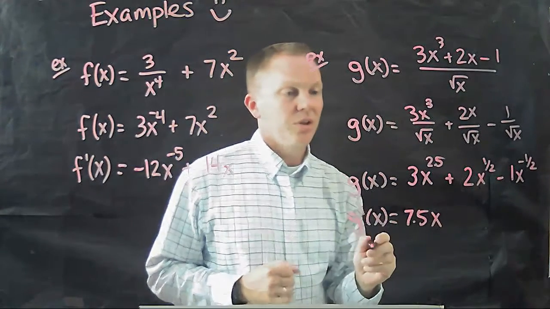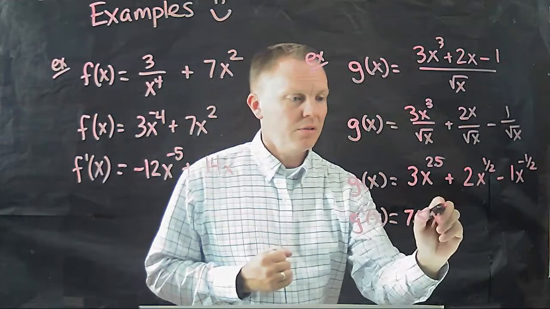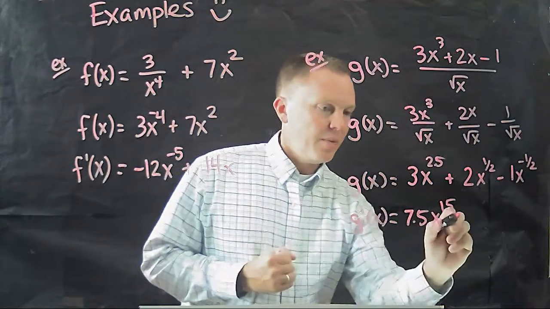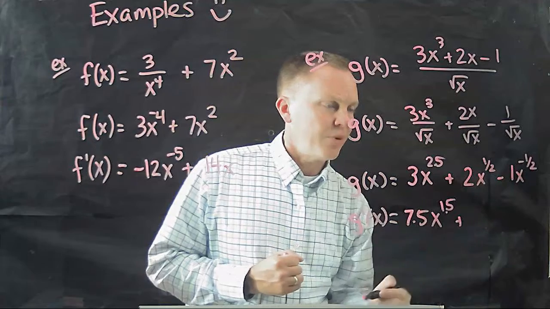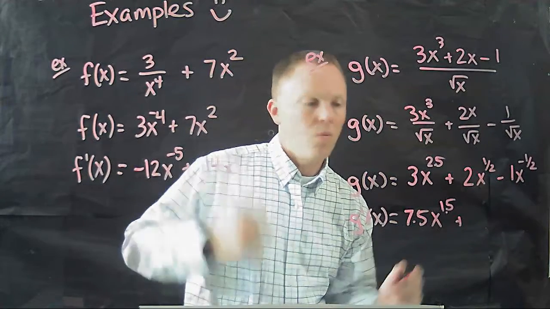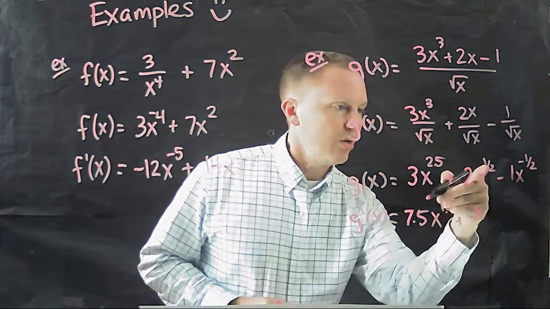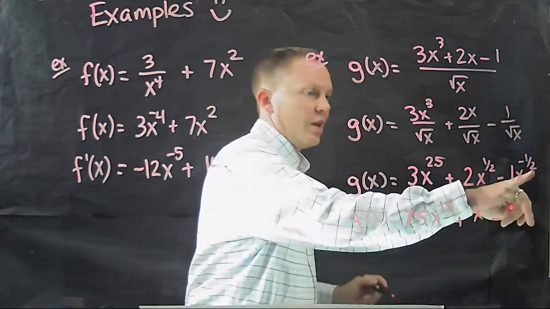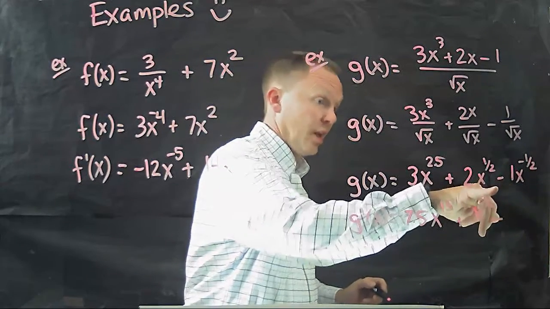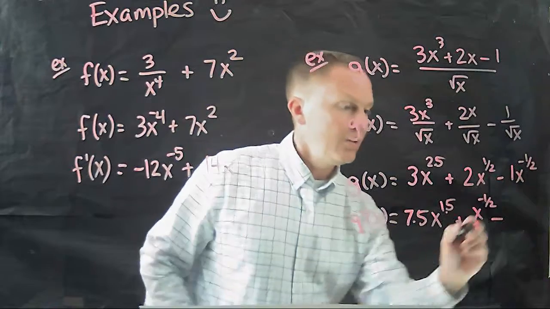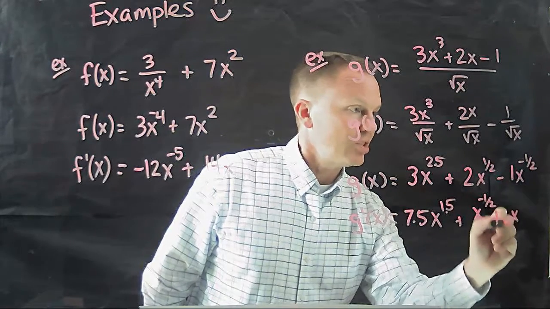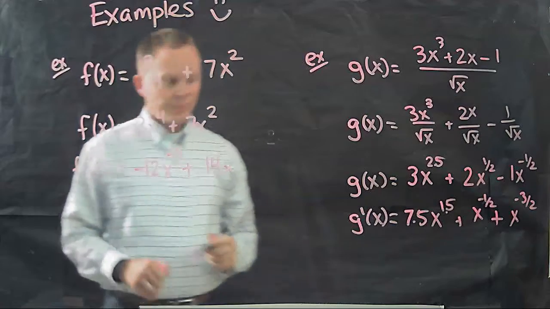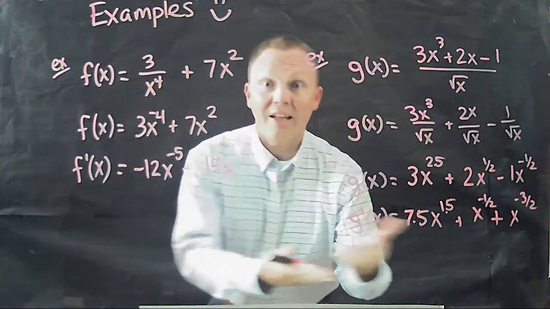X to the, what's 2.5 minus 1? It's 1.5. And then plus 2 times 1/2. Bring that exponent down. 2 times 1/2, 1. X to the 1/2 minus 1, negative 1/2. Minus negative 1/2 times 1. I'm sorry, negative 1. Negative 1/2 times negative 1, positive 1. X to the negative 1/2 minus 1, negative 3/2. Okay? Guys, that's an answer.